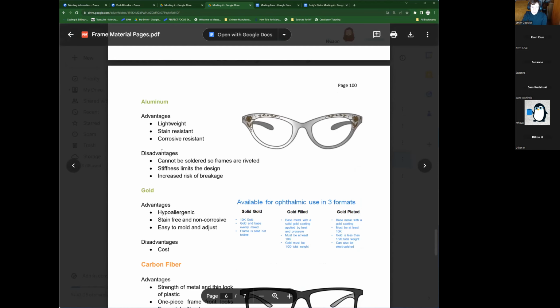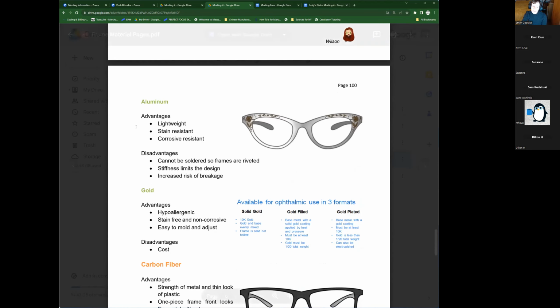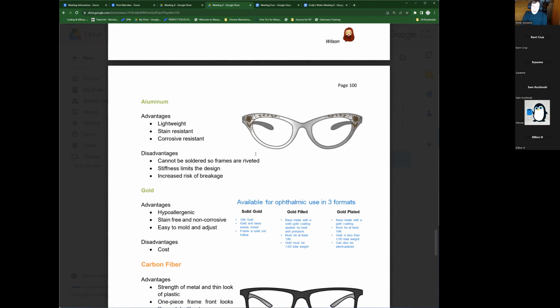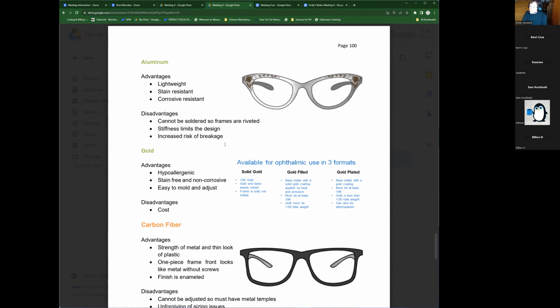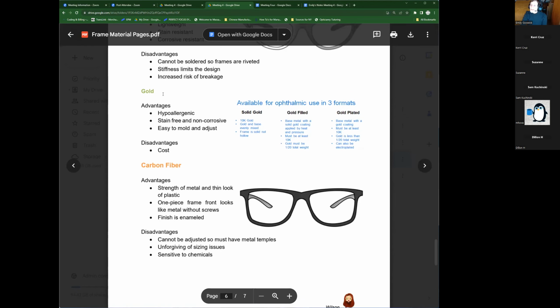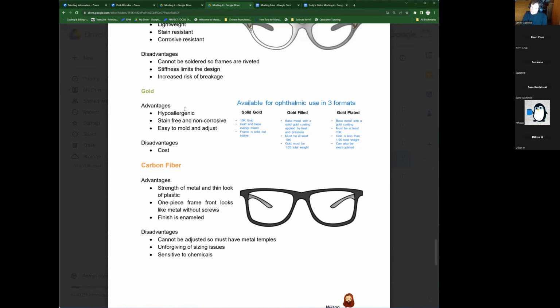All right, aluminum, definitely not something that's super commonly used now. Nice because it's lightweight, but is not easy to be soldered, which is a very common thing with metal frames. It's hard to come by a metal frame that's not soldered in some way. So it has some disadvantages there. We talked a little bit about carbon fiber. We do not have any gold frames, but they do definitely exist.